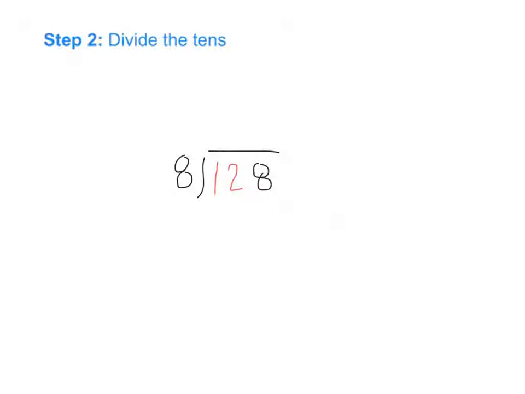Let's look at the tens. We have 12 tens. We know that 8 goes into 12 one time. 1 times 8 is 8. If we subtract, we have 4 tens left.